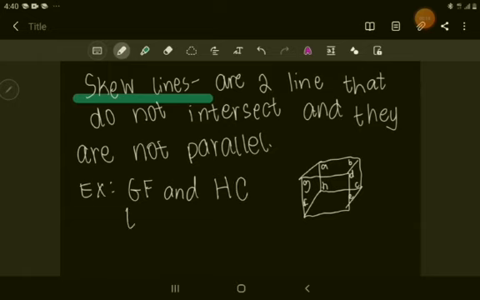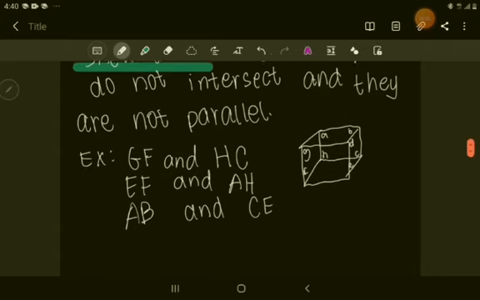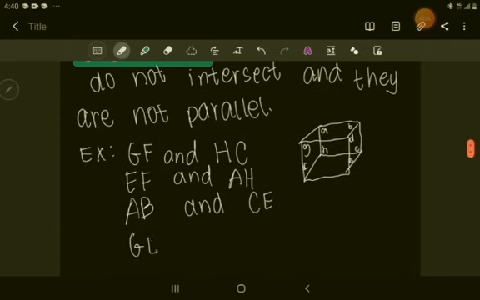Same goes for EF and AH, AB and CE, GE and DE. See? They do not intersect and they are not parallel.